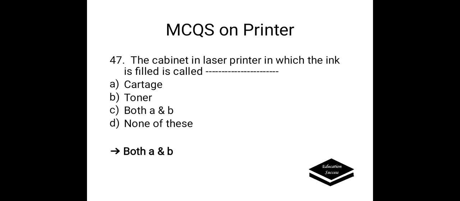The cabinet in laser printer in which the ink is filled is called, options are A. Cartridge, B. Toner, C. Both A and B, D. None of these. Correct answer is both A and B. The cabinet in laser printer in which the ink is filled is called either the cartridge or toner.